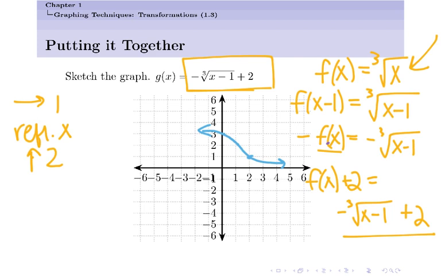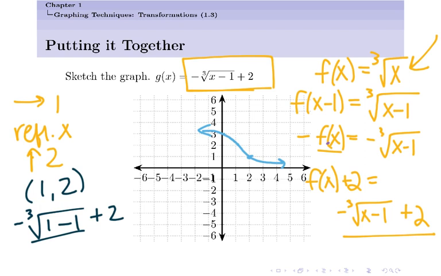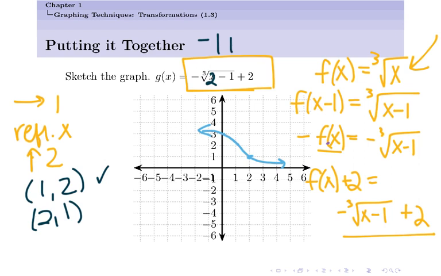So I'm going to check a few points, 1, 2. Wherever I see an x in my equation, I'm going to substitute in a 1. 1 minus 1 plus 2. So this becomes 0, negative 0, 0. 0 plus 2 is 2. So that works out. So now I need to check 2, 1. Wherever I see an x, I substitute in a 2. 2 minus 1 is 1. Cube root of 1 is 1. The opposite of 1 is negative 1. Negative 1 plus 2 is equal to 1. So that works out as well.